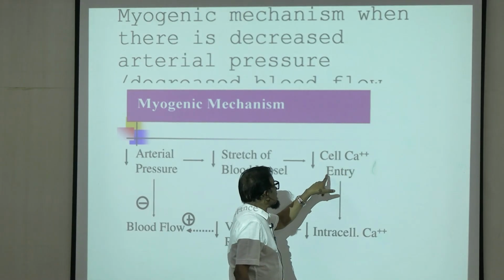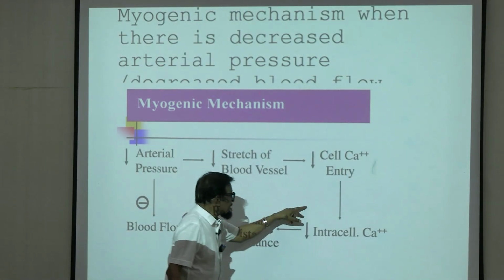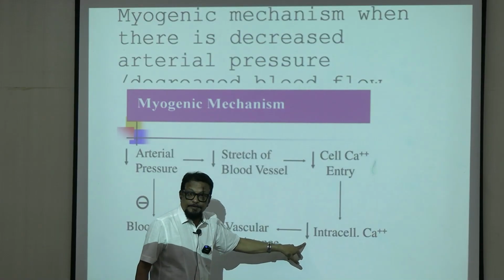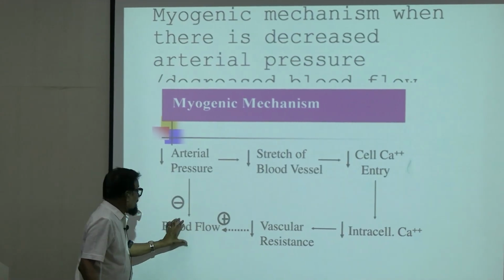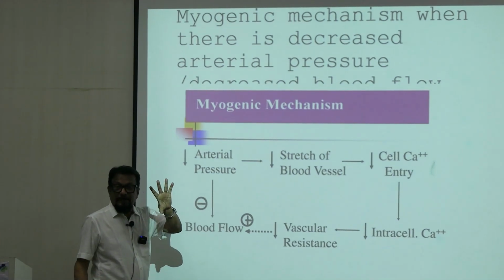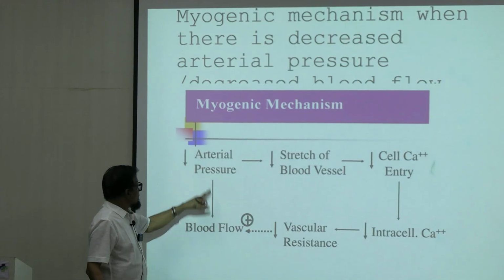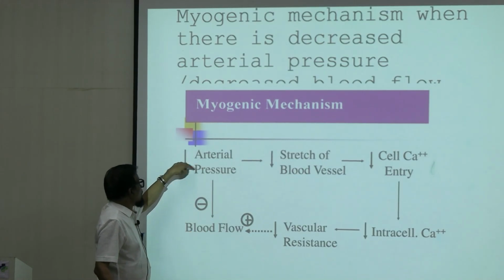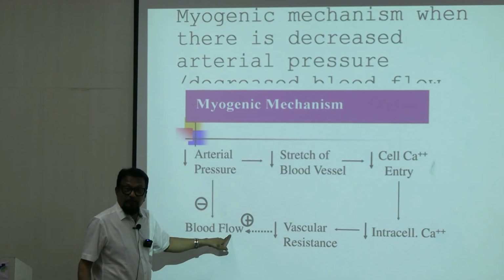So calcium entry into the cell will be reduced. Intracellular calcium ion concentration will be reduced. Vascular resistance will be reduced. It was constricted, now it will be relaxed, and more blood will flow. So as a result, what will happen? Because of reduced blood pressure, there was reduced blood flow.